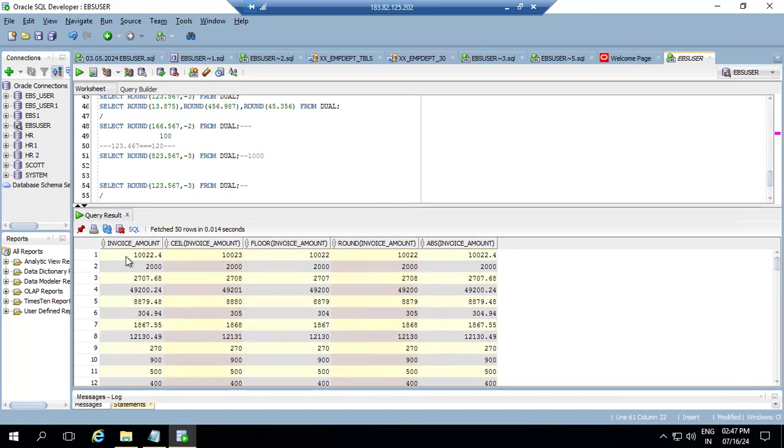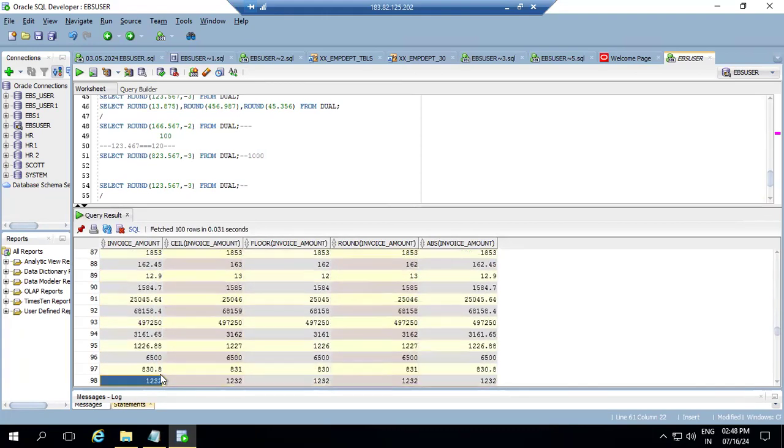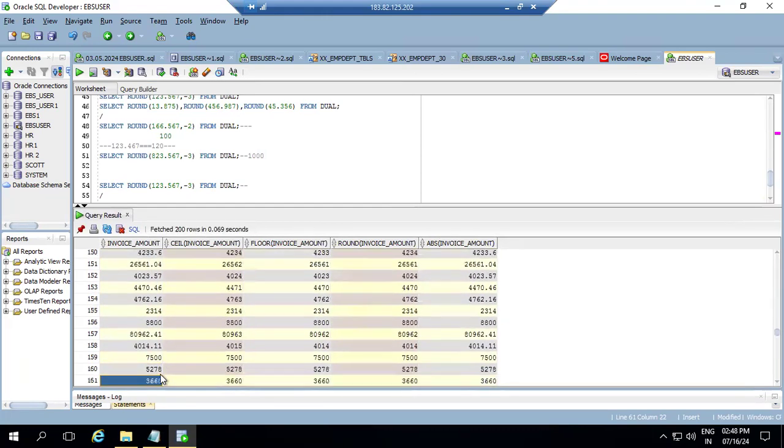It is the same value. When it is minus only, it will convert to positive. When it is a decimal value, it shows the same thing only. No changes will be there. In case we have some negative values in this table, at that time it changes to positive. So you just check whether we have any negative values here in the invoice amount. We don't have any negative values here.